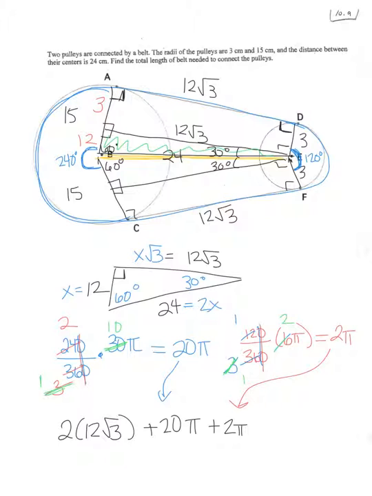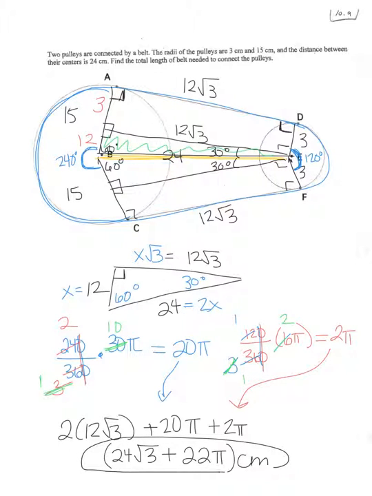And now we're going to simplify. So 2 times 12 root 3 would be 24 root 3, plus 20 pi plus 2 pi is 22 pi. And that would be the length of your belt: 24 root 3 plus 22 pi centimeters.